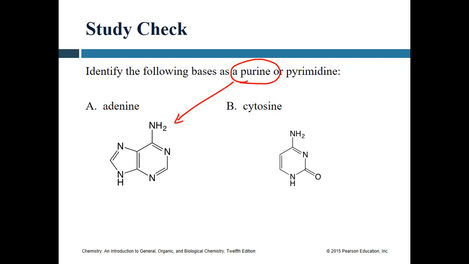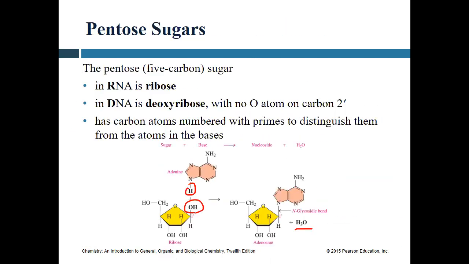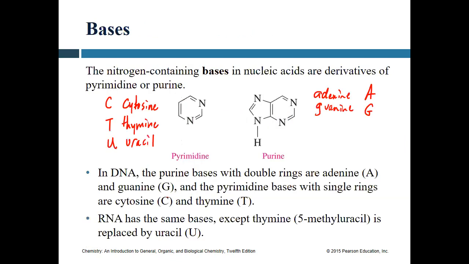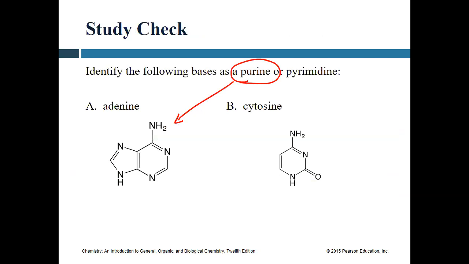Okay, so again, it's a definition thing. We have to know the difference between purines and pyrimidines. Pyrimidines are the one ring, purines are the double ring. So purines being the double ring, the adenosine is the double ring, which means that the pyrimidine is the cytosine, which is B.